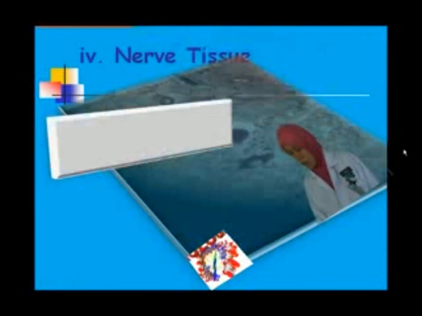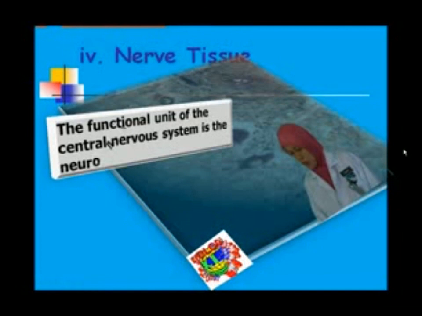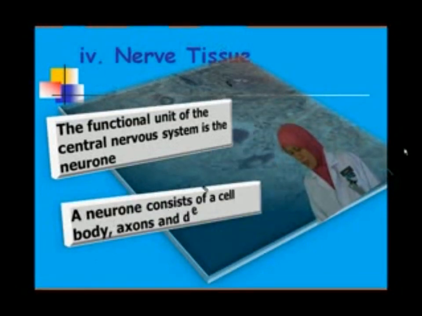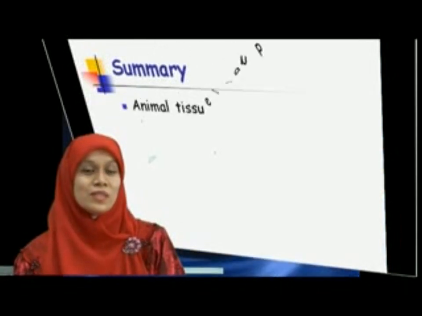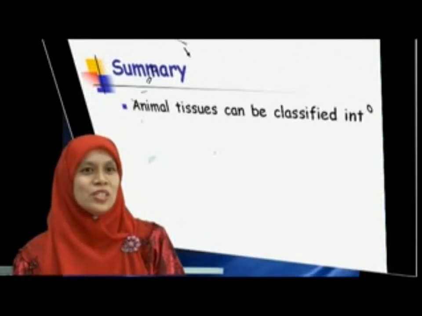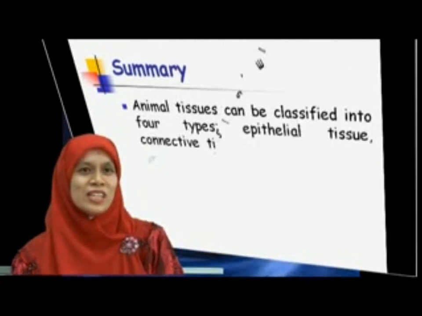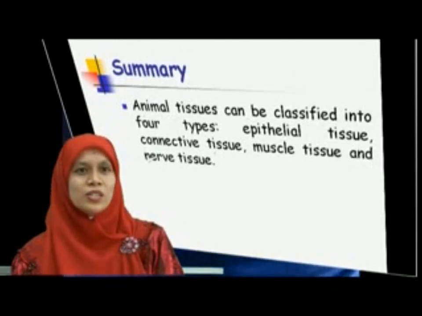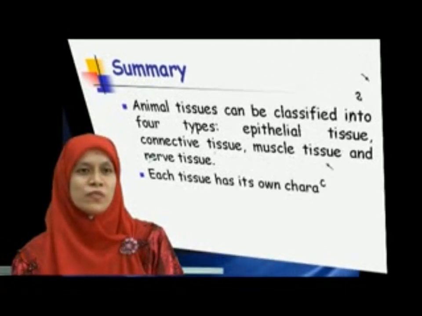Nerve tissue. The functional unit of the central nervous system is the neuron. A neuron consists of a cell body, axons and dendrites. As a summary to this experiment, animal tissues can be classified into 4 types: epithelial tissue, connective tissue, muscle tissue, and nerve tissue. Each tissue has its own characteristic shape and size and serves a specific function.